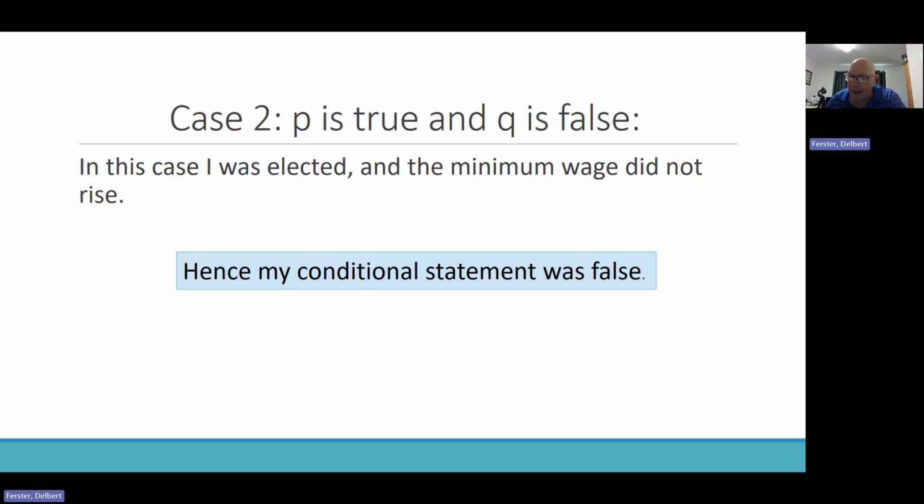Case two, I won the election, so P was true. But I didn't follow through, which is maybe the blight of a lot of politicians. Minimum wage did not go up. So my given statement, that if I'm elected, then I will subsequently lead to a rise in minimum wage, came up false. I didn't do what I promised. So P was true, but Q was false. And this, my friends, is the only time that the conditional if P, then Q is false: if the hypothesis is true, but the conclusion is false.